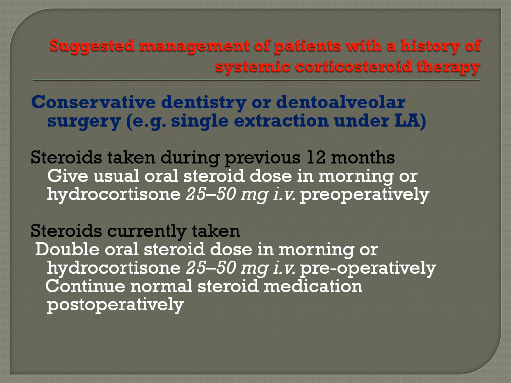If the steroids are currently being taken, that means the patient is continuing steroids now, then double the oral steroid. 10 milligrams of steroid will be given in the morning, or hydrocortisone 20 to 50 milligrams IV prior to the procedure, and continue the normal steroid medication postoperatively. So in the first case we give only prednisone 10 milligrams in the morning or hydrocortisone preoperatively. But in the second case, we continue giving it preoperatively, and postoperatively the usual dosage of steroid will be given.